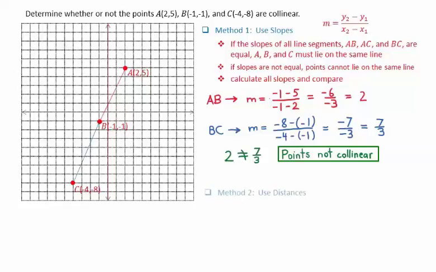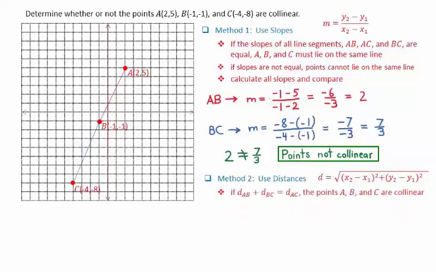Method 2. For this case, we're going to use distances. Using the distance formula, d is equal to the difference in x coordinates squared plus the difference in y coordinates squared, all square rooted. If the distance AB plus the distance BC is equal to the distance AC, then the points A, B, and C must be collinear. If these distances do not equal, then the points are not collinear.